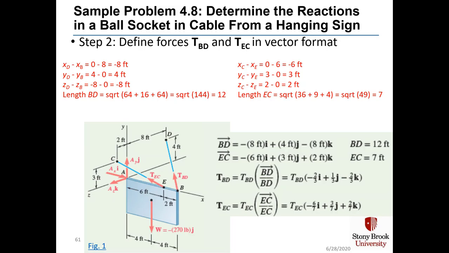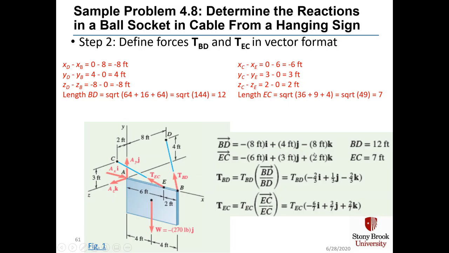For vector T sub EC, point C is point 2, and point E is point 1. So x sub C minus x sub E is 0 minus 6 for point E, that's minus 6 feet. Y sub C is 3 minus Y of point E, which is 0, so that differential is plus 3. And Z sub C is 2 minus Z sub E, which is 0, so that differential is 2. The length of vector EC is the square root of minus 6 squared plus 3 squared plus 2 squared, and that turns out to be 7. Vector BD takes the three values minus 8, 4, and minus 8. Vector EC, we put in the minus 6, the 3, and the 2.